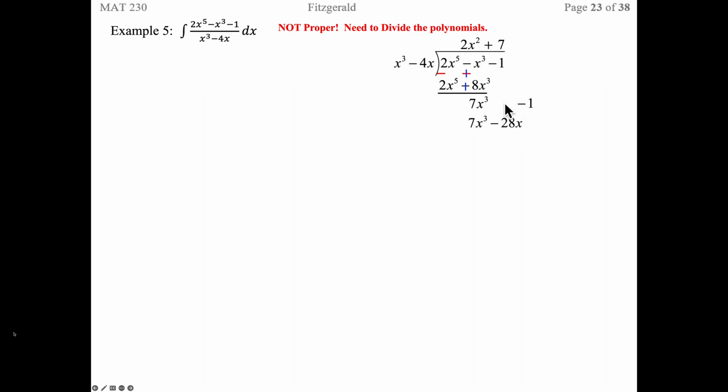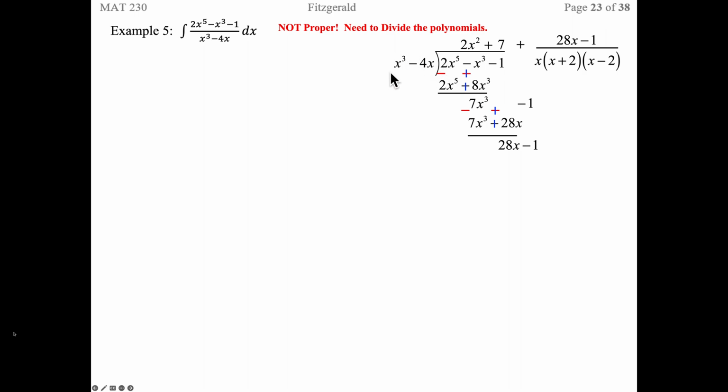These are not going to be like terms, so I still put in my two minuses. There would be a 0x here, if you will. 7x cubes cancel. 0 minus negative, okay, plus plus. That's 28x minus 1. And we put that over our denominator. So it's 2x plus 7 plus 28x minus 1 over the denominator.